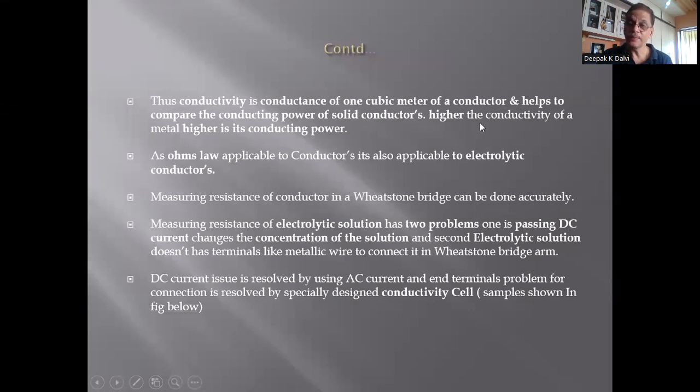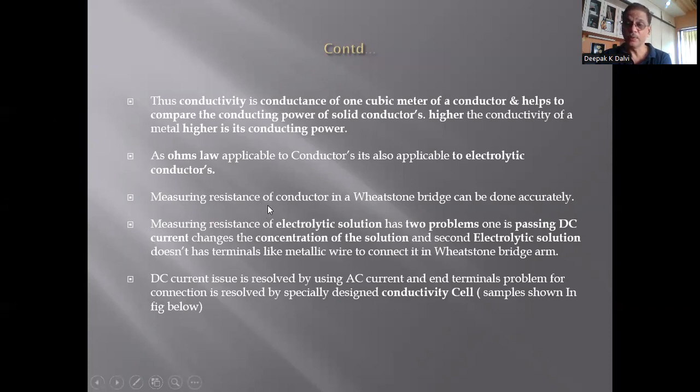The higher the conductivity of a metal, the higher is its conducting power, because higher conductivity means the ability to allow the flow of current is higher. So the conducting power is strong. Now, as Ohm's law is applicable to conductors, it is also applicable to the electrolytic conductor. Here we are talking of a metal conductor as a metal part, so it is also applicable to the electrolytic conductor.